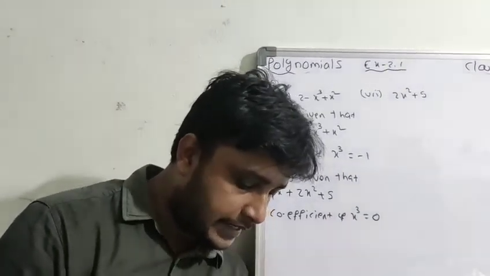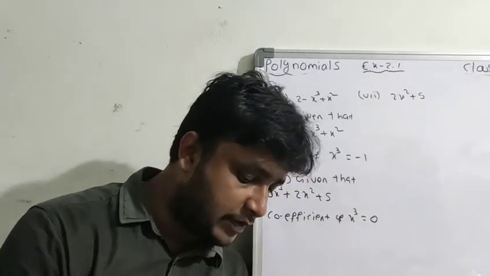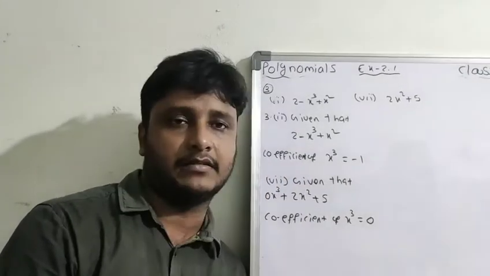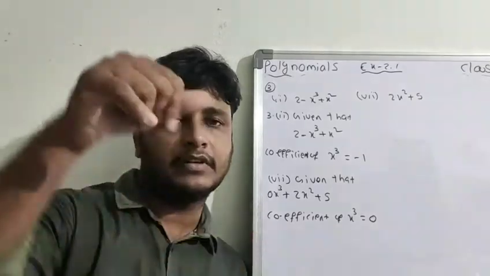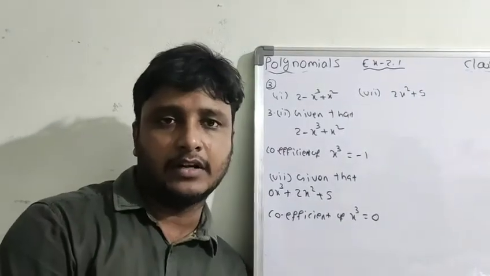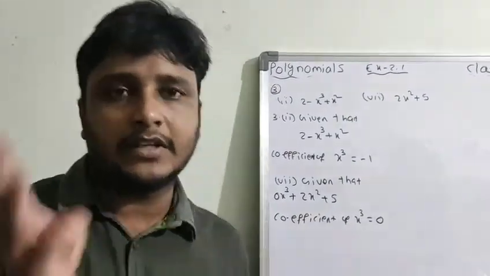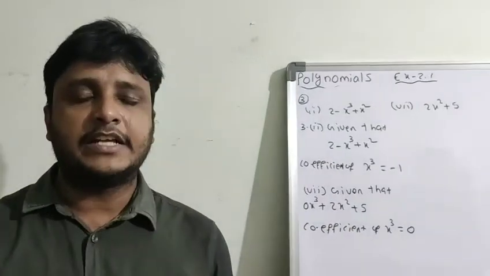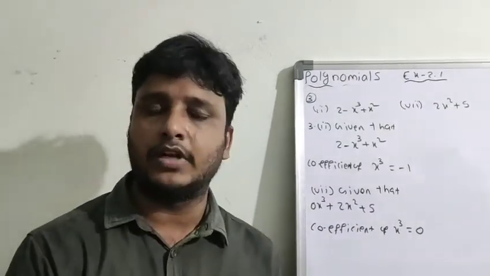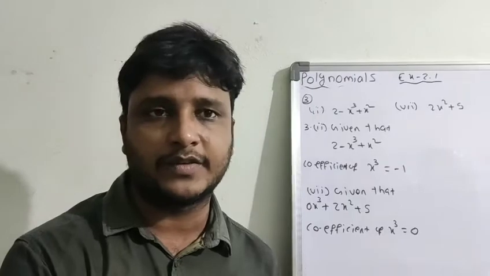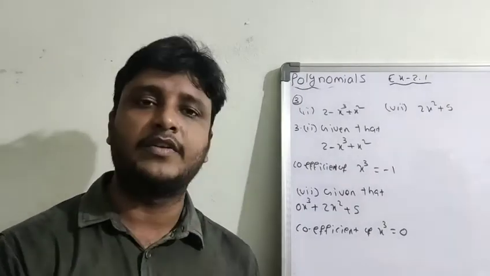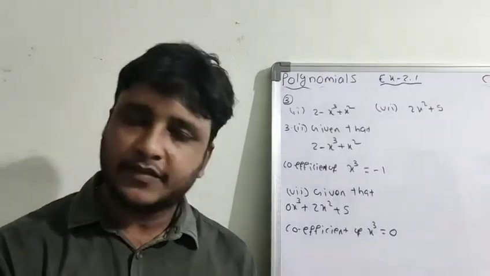Next one, sixth question. Give one example each of a monomial and a trinomial of degree 10. A monomial has one term, and the degree should be 10. A trinomial has 3 terms, but the degree should be 10. By satisfying these two conditions, you have to write your own examples for the monomial and trinomial having degree 10. And this is the first exercise and this is the concept.